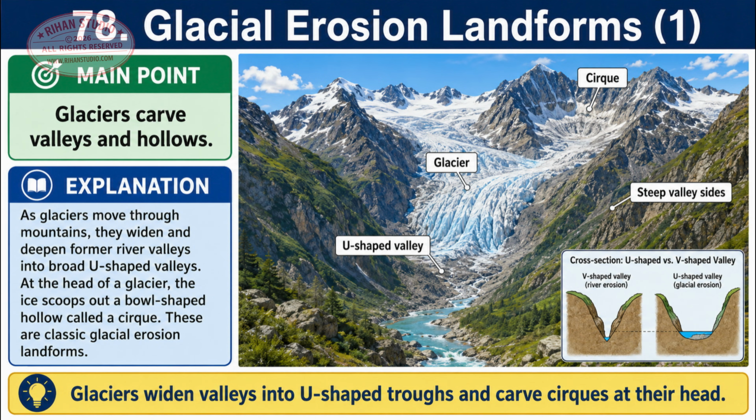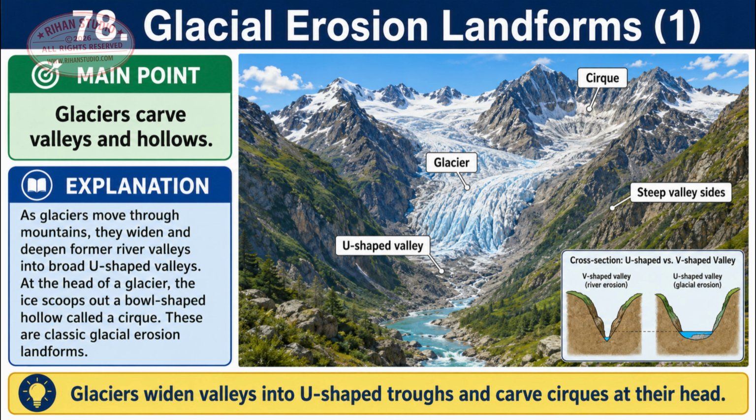Glaciers and glacial landforms. Glacial erosion landforms 1. Glaciers carve valleys and hollows. They form U-shaped valleys, widened river valleys, and cirques, bowl-shaped depressions at a glacier's head. Glaciers create striking erosional landforms in mountains.